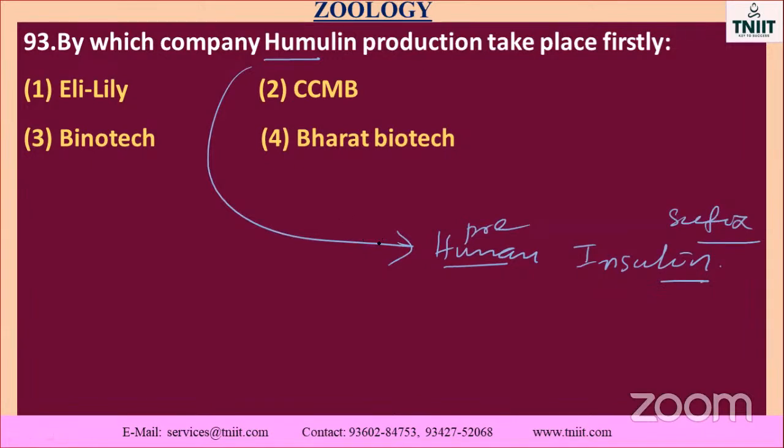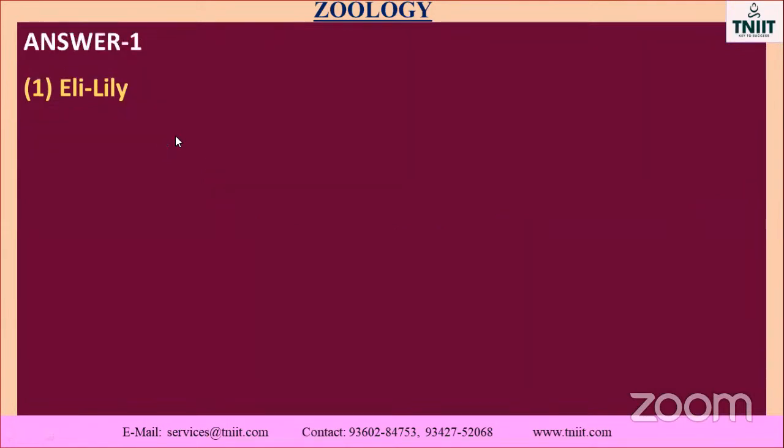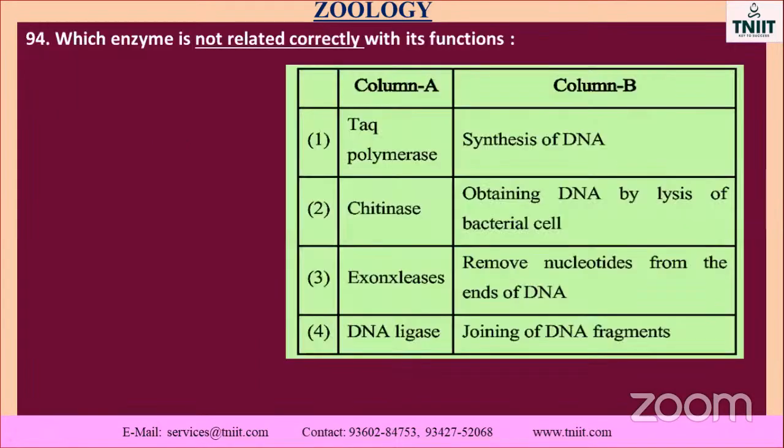Which one is the highest production? You know, see that CCMP, Biotech, and Bharat Biotech, these are all not common. Eli Lilly is the correct answer. Eli Lilly. Okay, first, imagine. Okay, go to the next one.